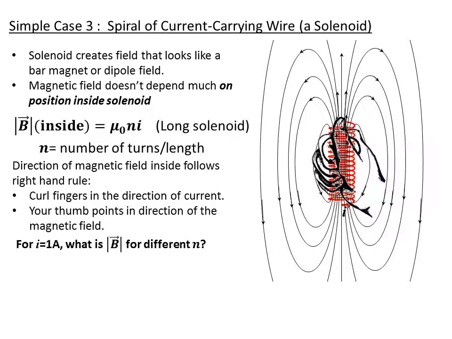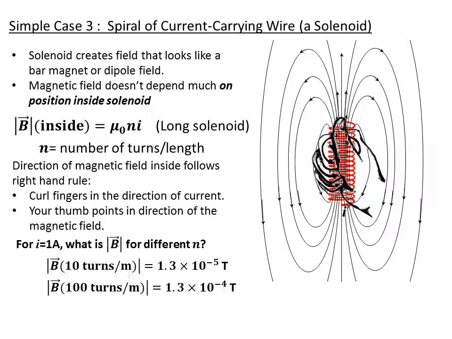For a current of 1 amp, what is the magnitude of the B field for different values of the number of turns per length? For 10 turns per meter, the magnetic field is 1.3 times 10 to the minus 5 Tesla. If we increase the number of turns by a factor of 10 to 100 turns per meter, the magnetic field goes up by a factor of 10 to 1.3 times 10 to the minus 4 Tesla, which is about the strength of the Earth's magnetic field. If we increase the number of turns by a factor of 100 to 10,000 turns per meter, we're now getting to a value that's similar to a bar magnet, or 1.3 times 10 to the minus 2 Tesla.